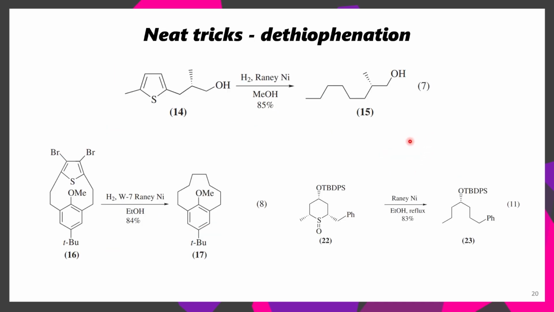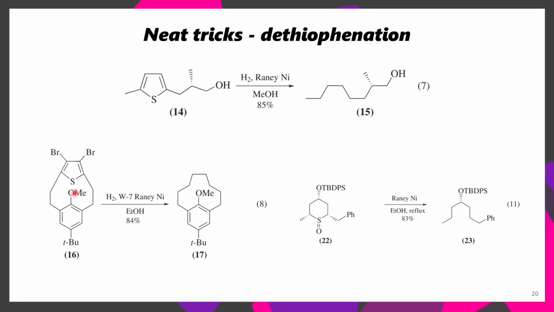Now, one of the neat things that you can do with Raney Nickel is if you also have hydrogen present, you can reduce the double bonds as well as the thiophene. So here this thiophene is just converted into an entire alkane. So this is like a masked alkane, and maybe for some reason it's easier for you to add a thiophene in your chemistry than it would be for you to add a pentyl group.